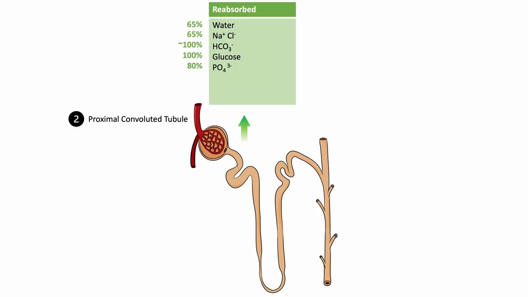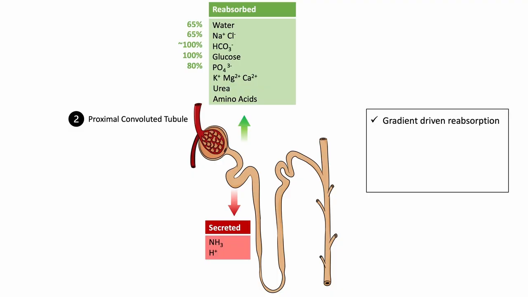To more variable degrees, potassium, magnesium, and calcium, as well as urea and amino acids, are absorbed. The proximal convoluted tubule is the only site of reabsorption for glucose and amino acids. Finally, hydrogen ions and ammonia, NH3+, are secreted. Reabsorption is driven by gradient differences between the filtrate and the blood. Since solute and water is reabsorbed, the filtrate delivered to the next nephron segment is isotonic, meaning the same tonicity, and approximately 1/3 the volume.